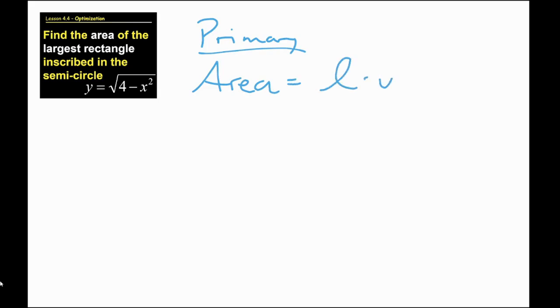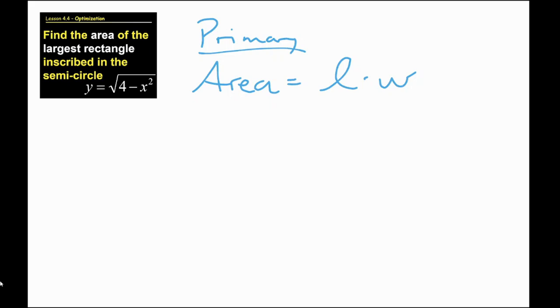It says we're trying to find the area of the largest rectangle. That's supposed to trigger for you that we're trying to optimize area. Find the area of the largest rectangle, if you rephrase it. Basically, this primary equation is nothing more than the length times the width. A little bit like a problem we saw earlier, but now the primary equation is this area.